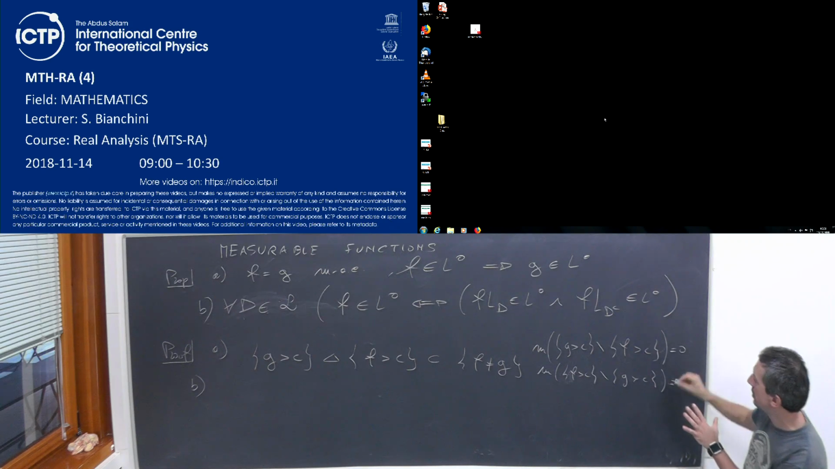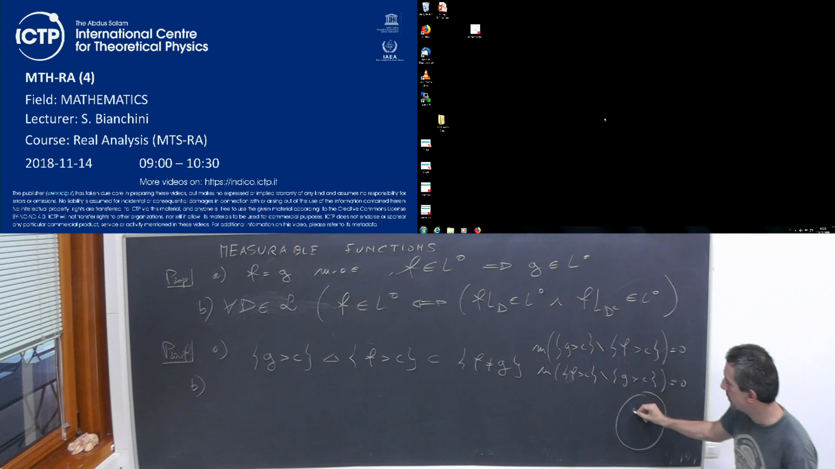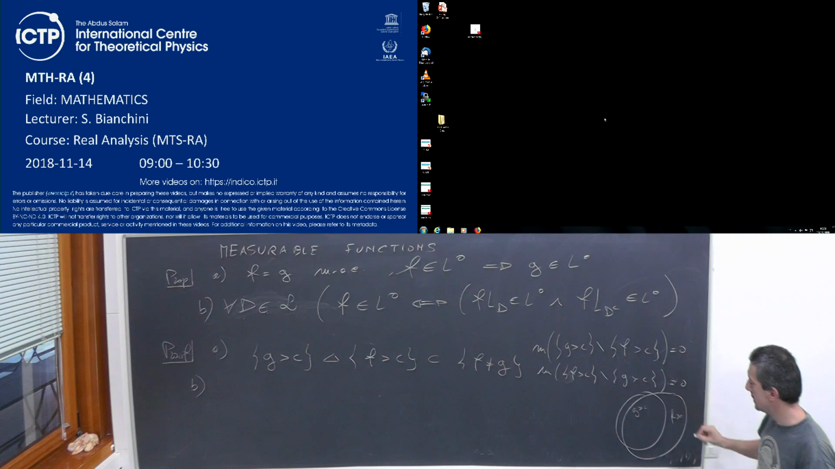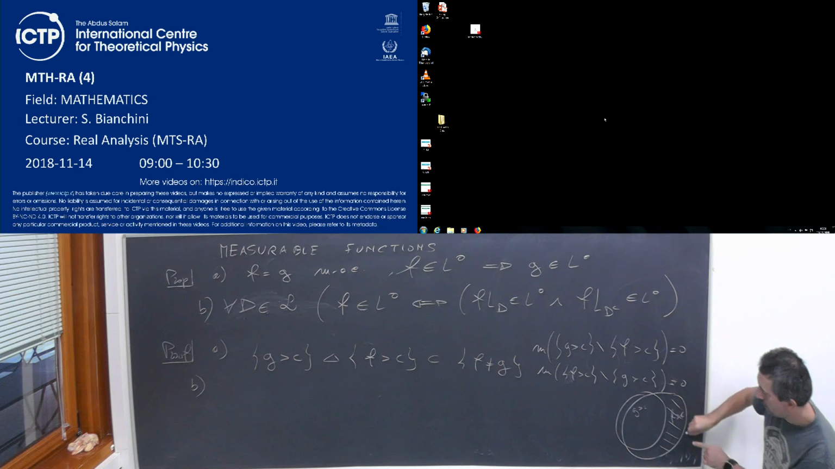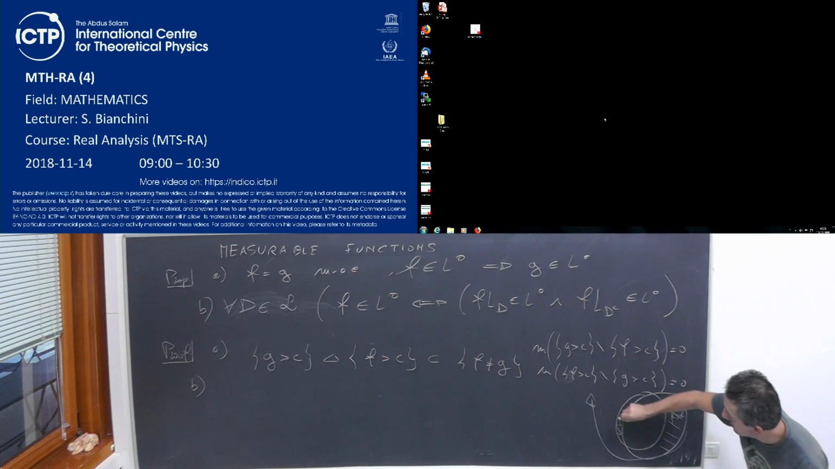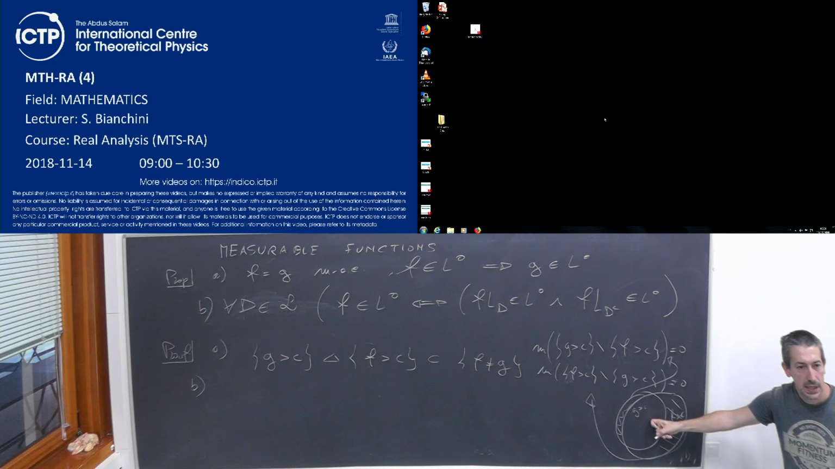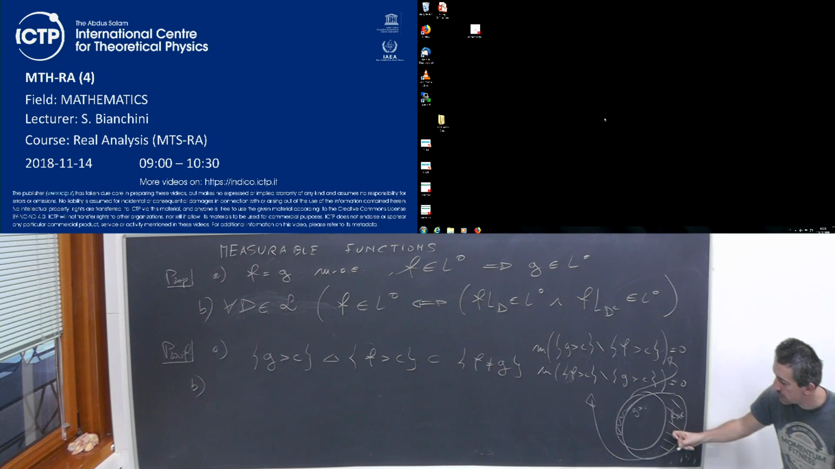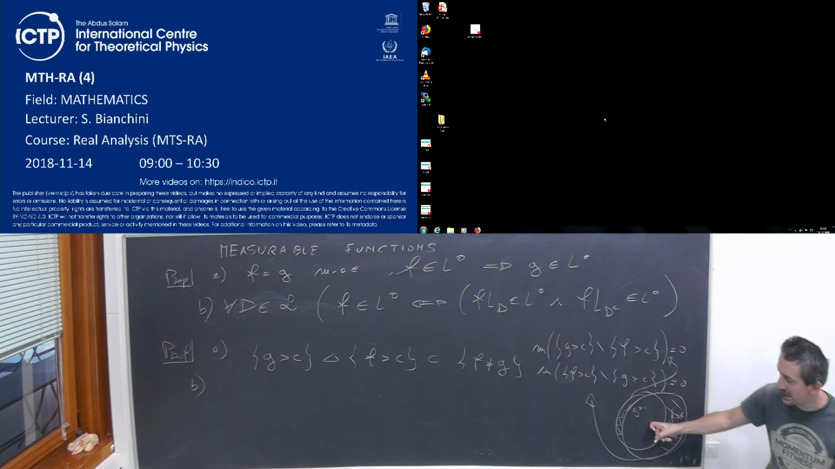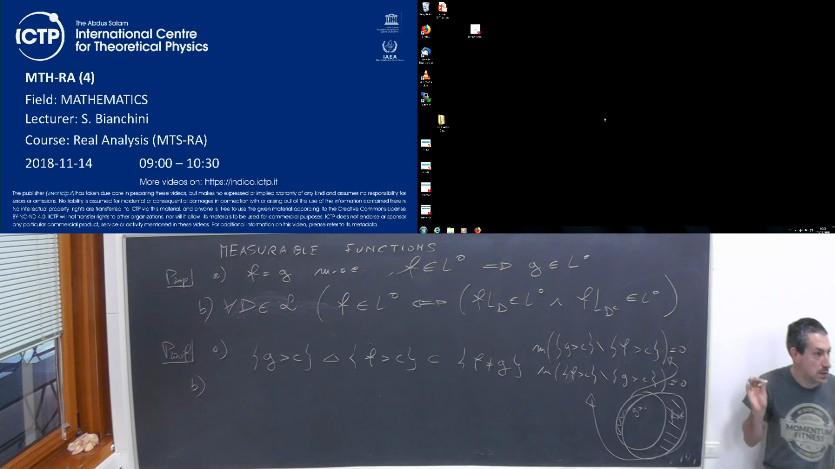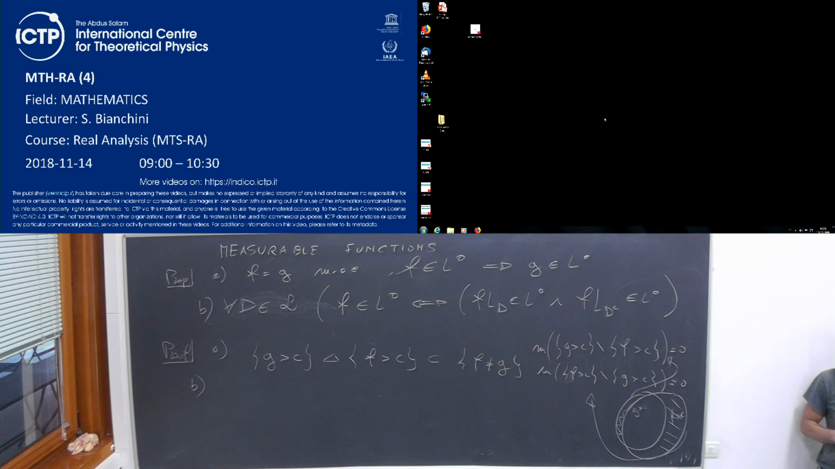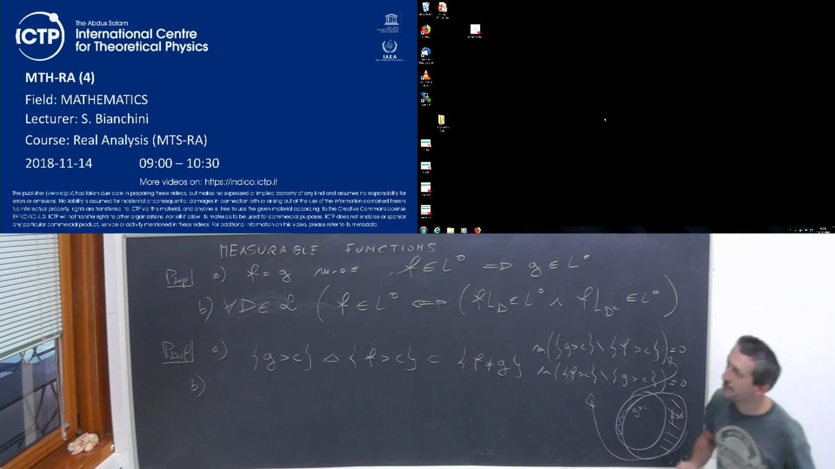So let me make a picture here. This is G greater than C. This is F greater than C. And these two conditions say that this guy has measure 0, it's here. And this guy has measure 0, it's here. So essentially this set is this guy minus a set of measure 0, which is measurable, plus a set of measure 0. Is that okay? Yes. B is fast, too fast, but B will have fun.